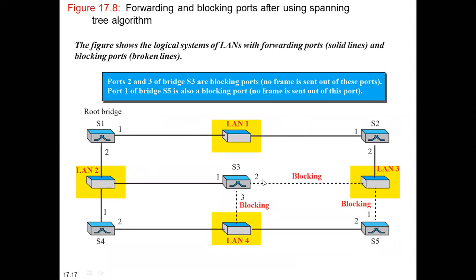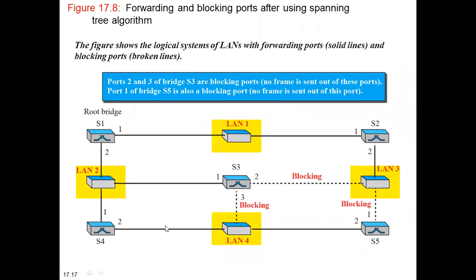You can observe here, as a continuation of the previous slide, S3 to LAN 3, there is no connection, so we represent it by a dotted line, which indicates it is a blocking connection. Similarly, LAN 3 to S5, blocking connection. Similarly, S3 to LAN 4, a blocking connection. The non-blocking connection is represented using a bold line, where exactly the frames will be transferred.